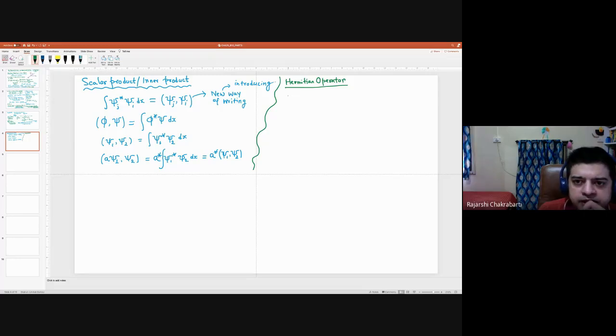Now remember that if I assume an operator, I'm calling it Q cap. You can call it A, doesn't matter. Let us call it Q cap. So let me assume Q is a linear operator and is a Hermitian operator.